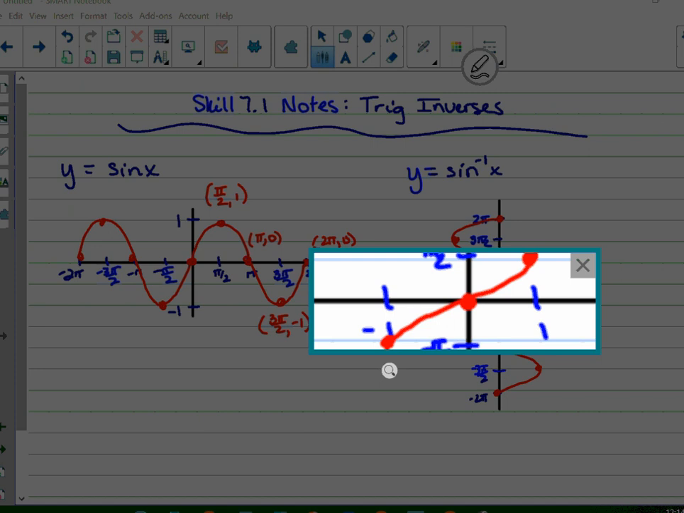It kind of looks like the tangent graph, but you see how that is a function? Okay, right? Yeah, we're going to stop there.